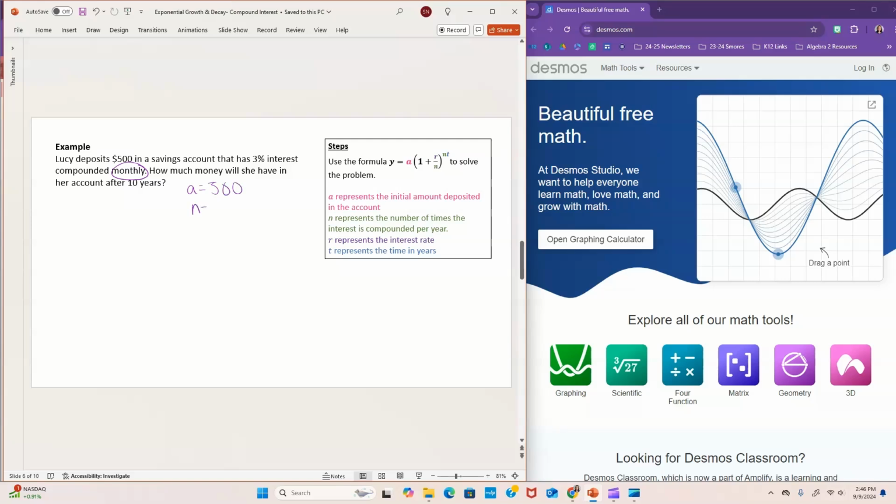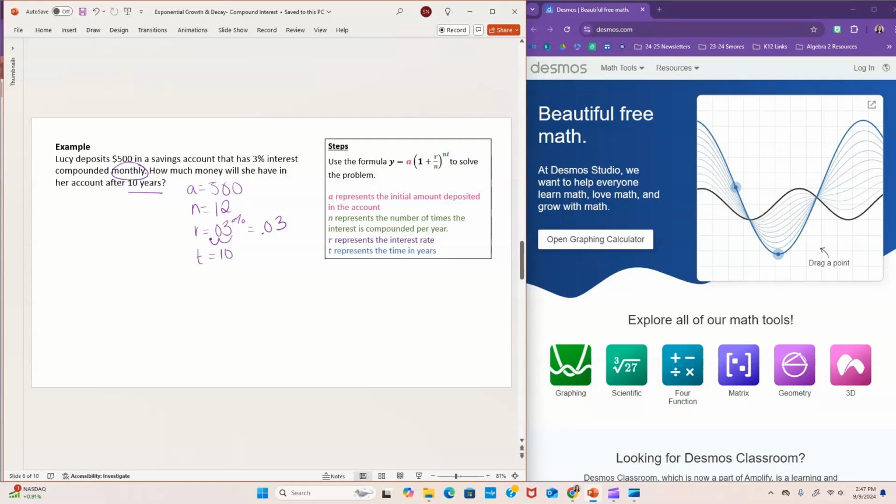n represents the number of times it's compounded. So since it's monthly, that's going to be 12 times a year. r represents the interest rate, so that's 3%, which we're going to go ahead and convert to a decimal by moving it 2 places to the left. So that's equal to 0.03. And so then how much money will she have in her account after 10 years? Well, that's going to tell us the value of t.